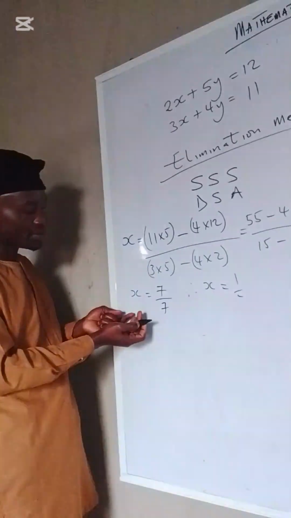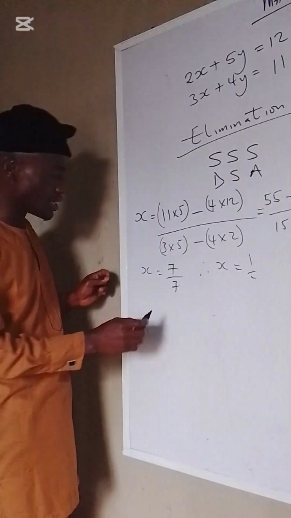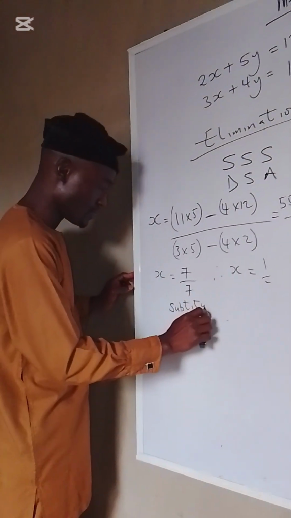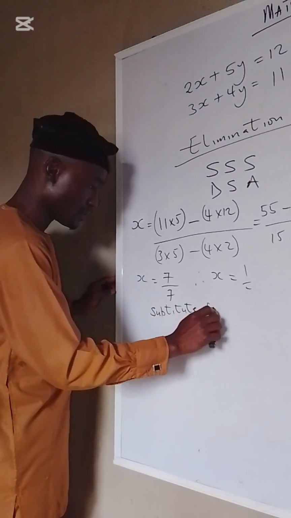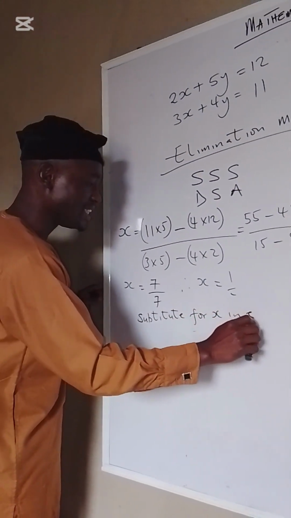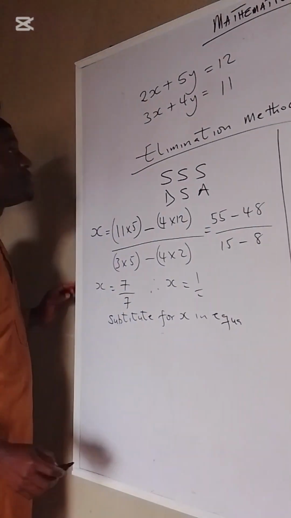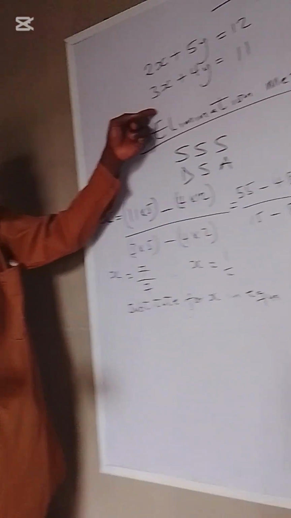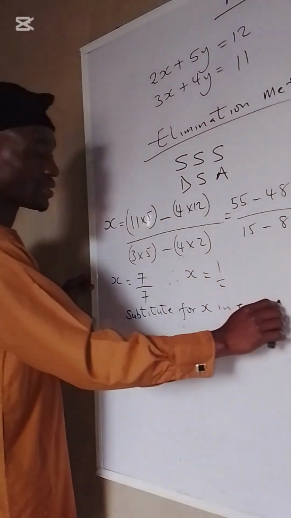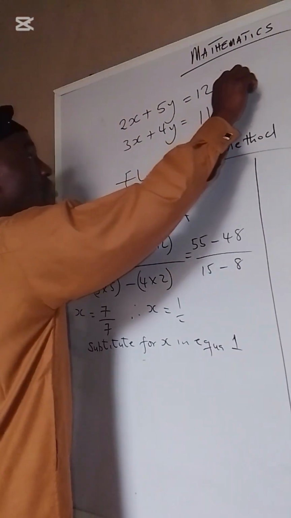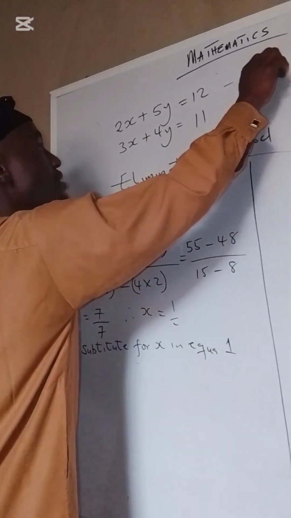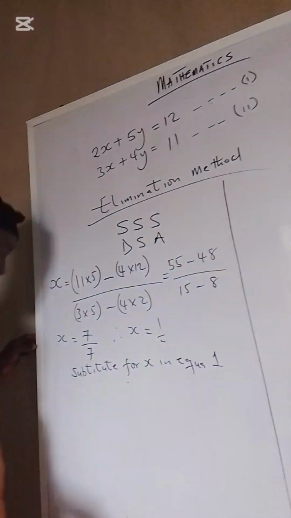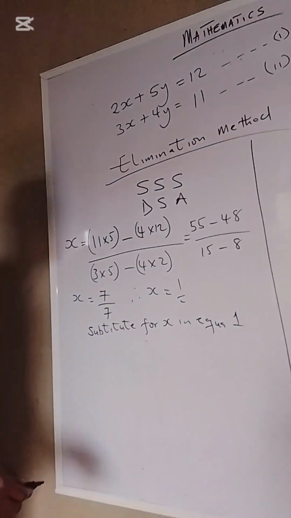Now, having gotten our x, we can now substitute for x in any equation that you like. If you like, you can make use of this equation, or if you like, this equation. You are still going to get the same thing. So let's say in equation 1, this one means equation 1, and this one means equation 2. So having known that, substitute for x in equation 1.